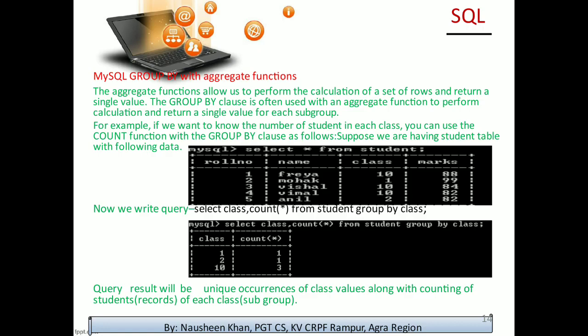That means it will be grouped according to class, and in count asterisk it will write the number of occurrences of the same class. So class 1 was there a single time only, class 2 was also coming a single time only, and class 10 has 3 records. So the result is class 10 has got 3 records. It is displaying the number of records in that particular table.